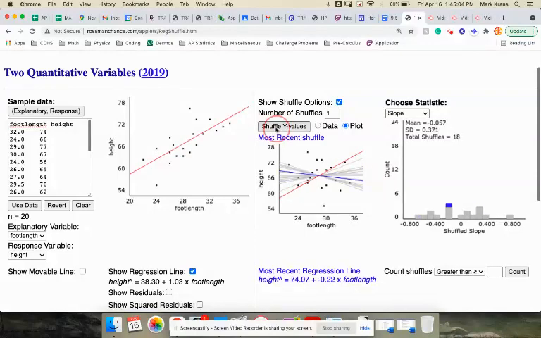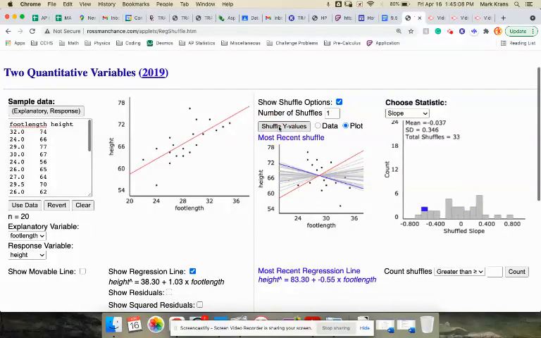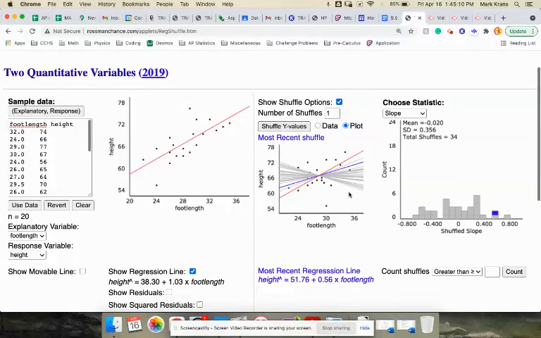Maybe we'll start to get some that are as steep as mine or steeper, right? We're getting there. Let's do a bunch at a time. And we can actually count what's the probability that we get a slope beyond 1.03, okay? Right now, I've done 34 times, and we're seeing nothing even close. Let's do 100 of them and see what happens, okay?